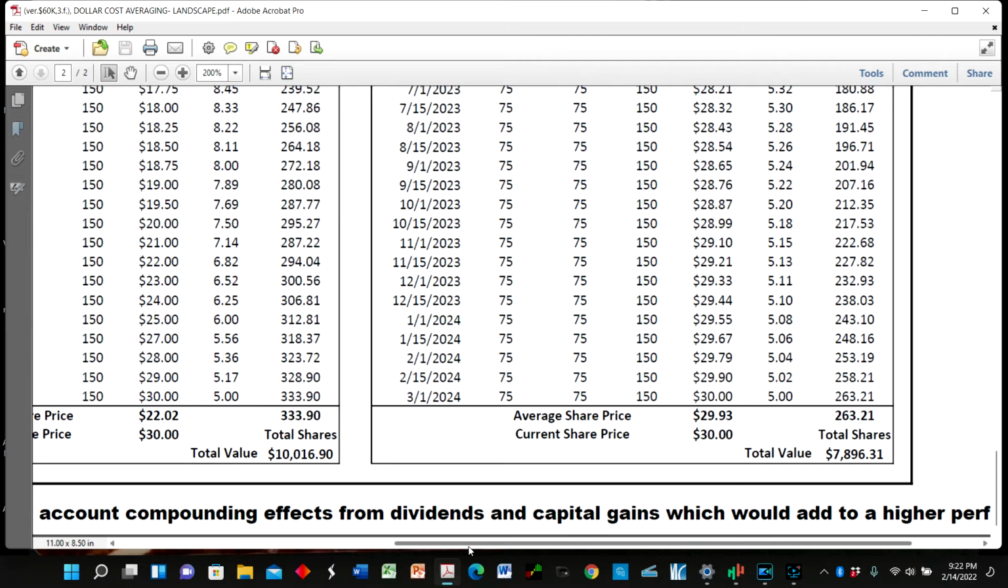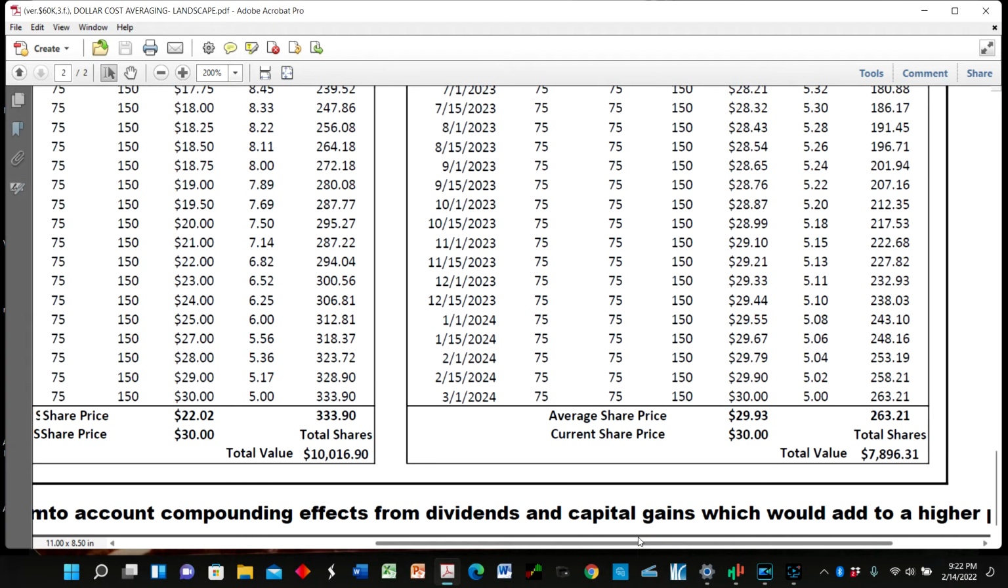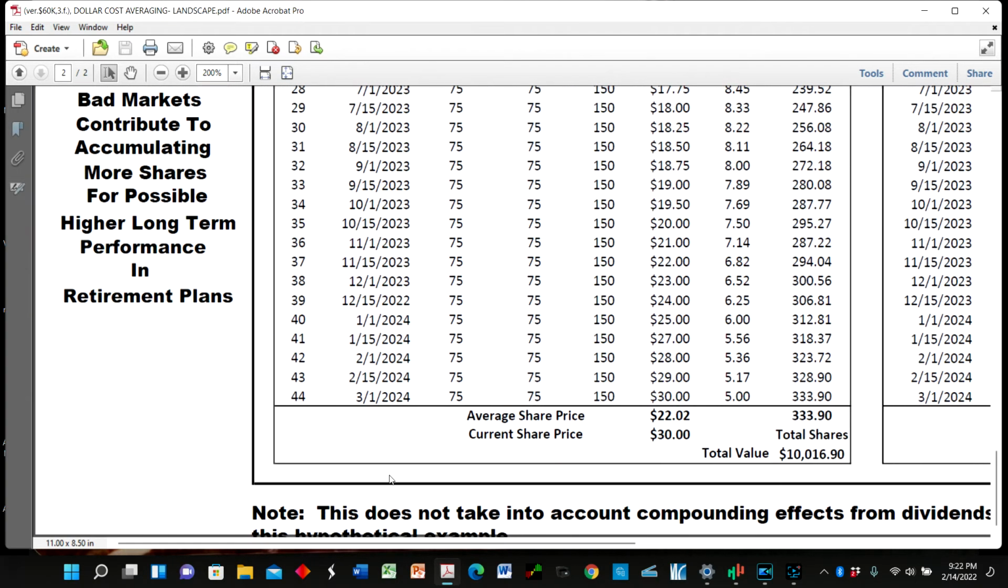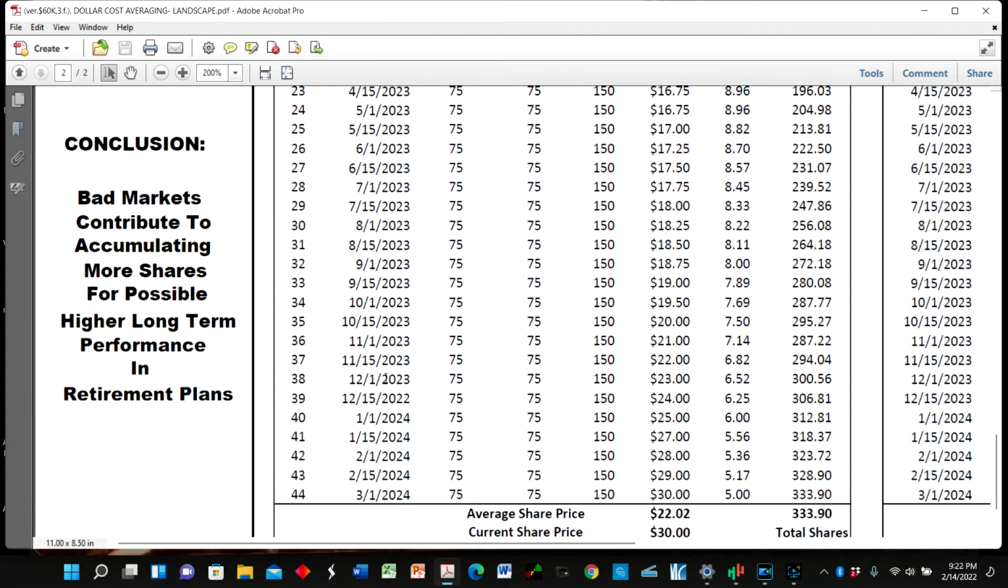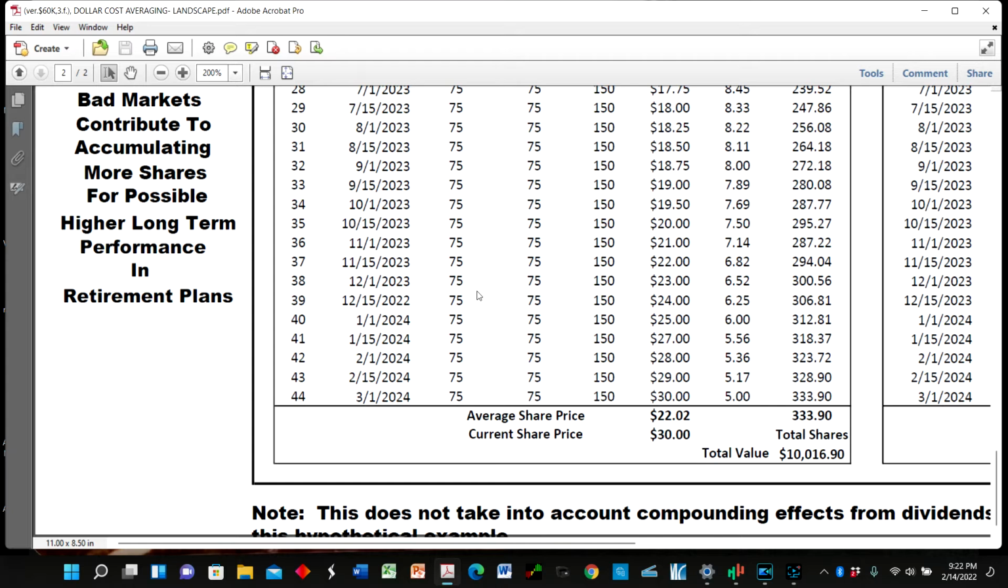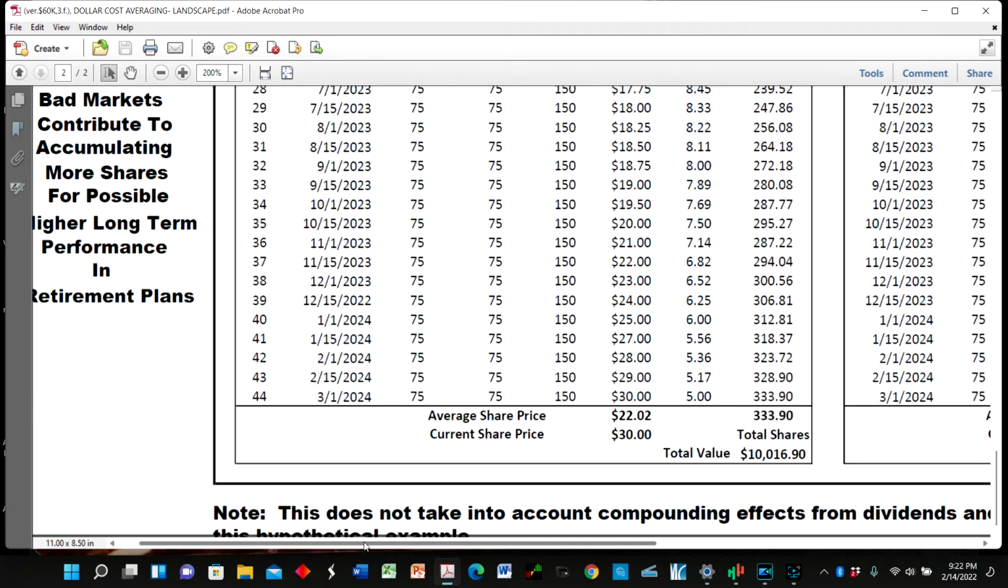Over here, because the market didn't go down, you ended up with $7,896. So, in conclusion, bad markets contribute to accumulating more shares for a possible higher long-term performance in retirement plans. So like I said in the podcast, don't be sad when the market goes down. Be happy if you're in a retirement plan and you're contributing.